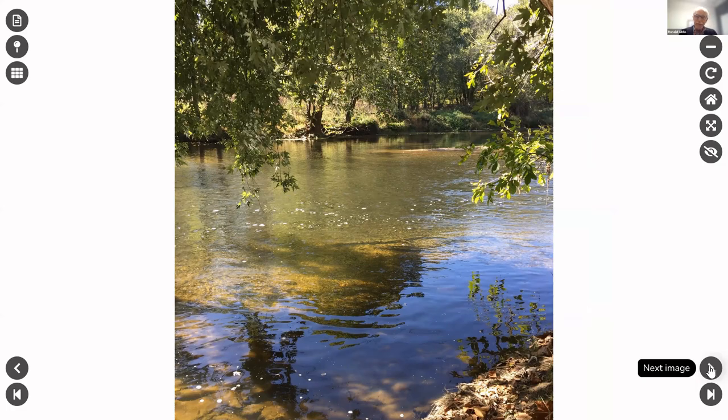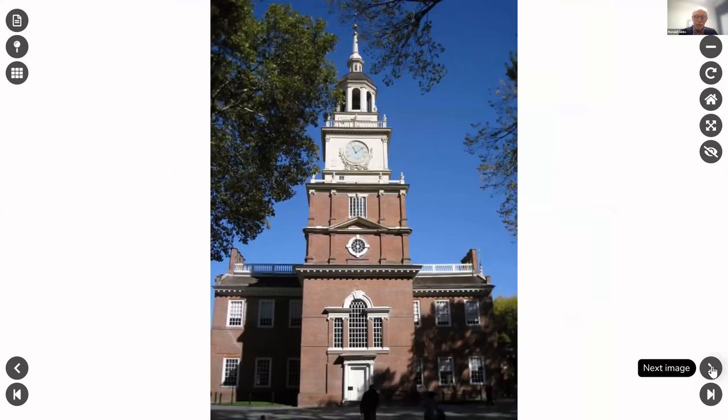The next slide shows a modern view of Independence Hall, where the Declaration was signed and was the center of the Congress. Next slide.